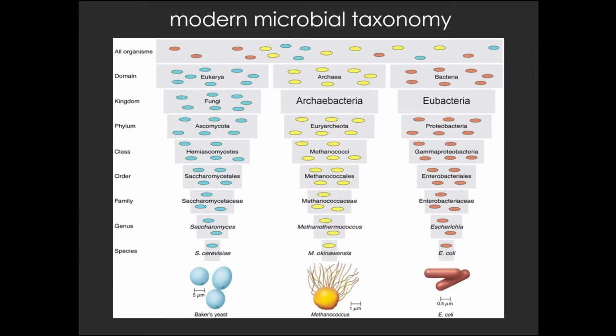So the phylum is more exclusive than the kingdom, and the class is more exclusive than the phylum, and the order is more exclusive than the class, and the family is more exclusive than the order, and the genus is more exclusive, and then finally you get to this group of organisms, Saccharomyces cerevisiae as an example, which are so very similar to one another that they've been grouped as a single species.